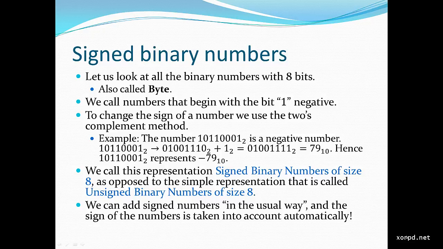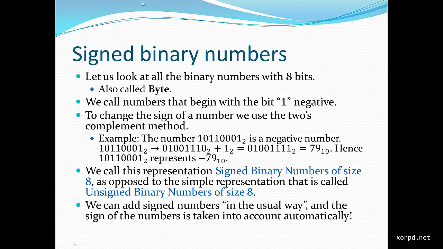Signed binary numbers. Let us look at all the binary numbers with 8 bits. This is also called a byte. We are going to discuss this notion a bit later in more detail, but it might be a good time to just be familiar with the name byte. We call numbers that begin with the bit 1 negative. We have to be careful about this because sometimes it could be hard to say which bit is the first one. And I will try to explain.